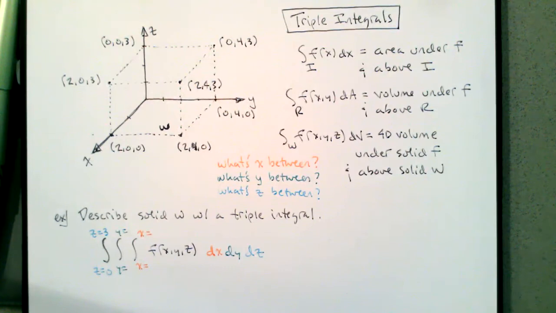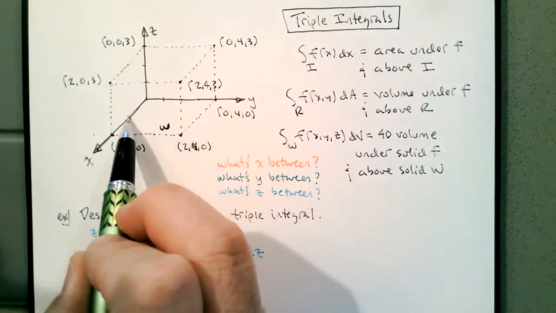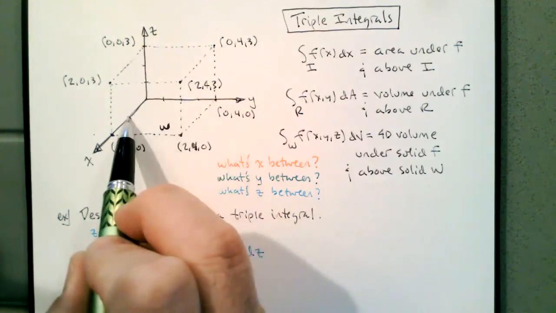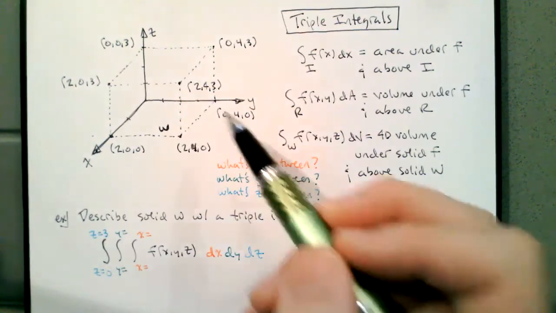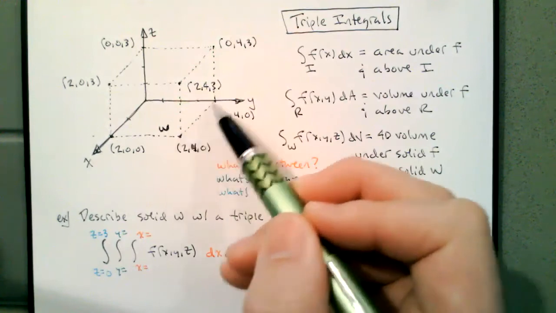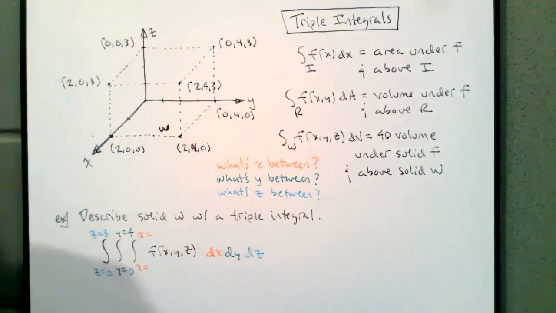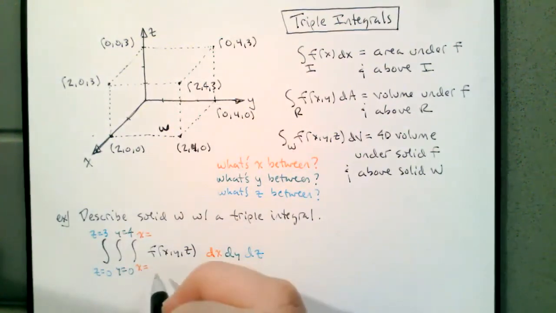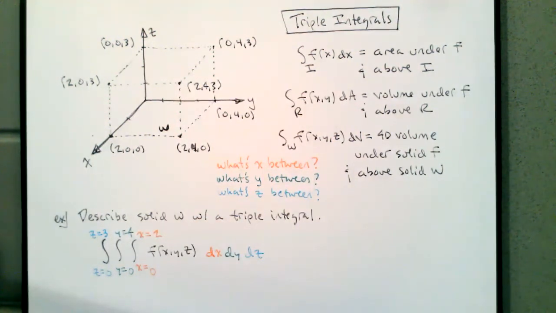Then we pick a value of z and think, what is y between? And because I'm being lazy, y is between 0 and 4. The lowest y value we see is 0. The highest y value is 4. And the highest y value is always the highest y value. So that's why we can go between 0 and 4. And finally, we do the x's. The lowest x value is 0. The largest x value is 2. So here's a triple integral used for integrating a function over this rectangular solid.